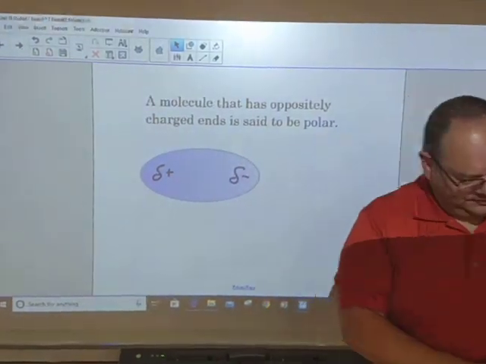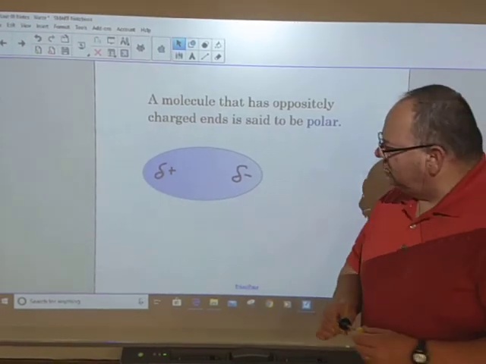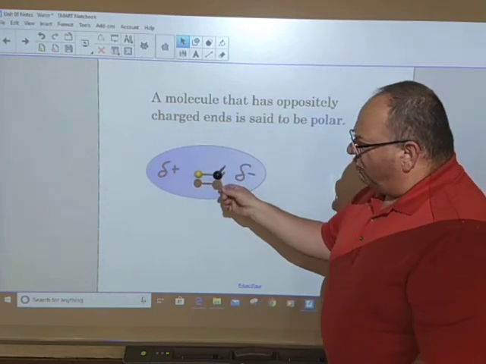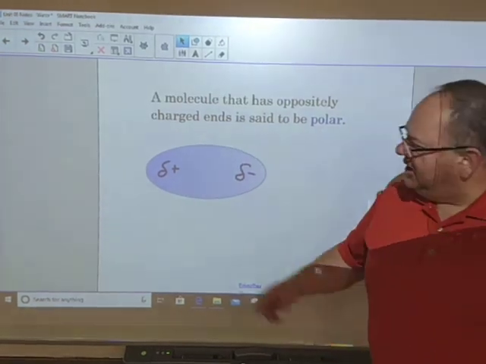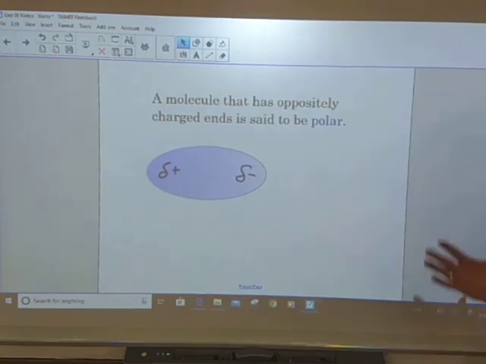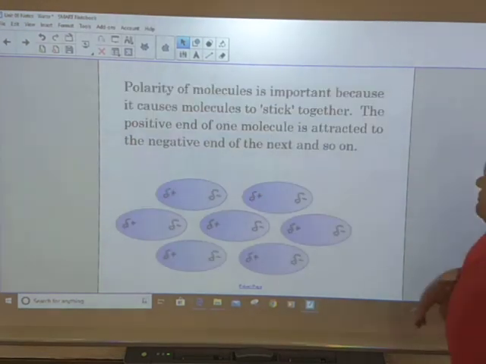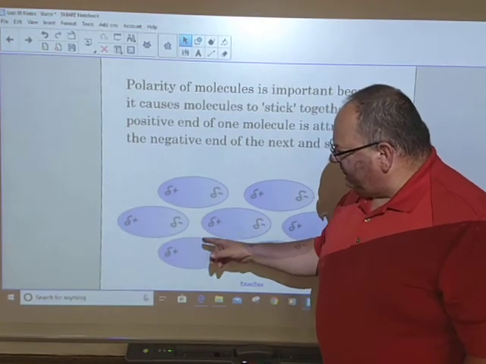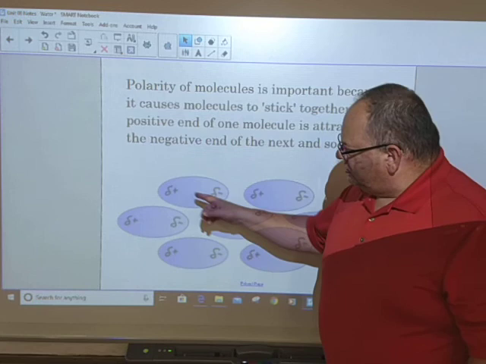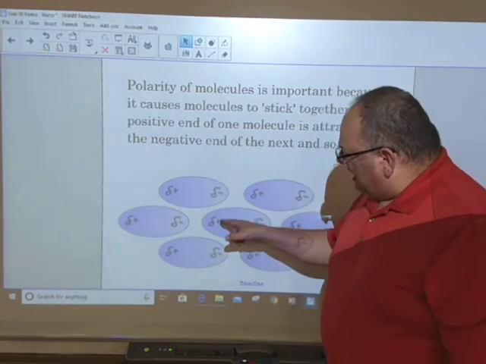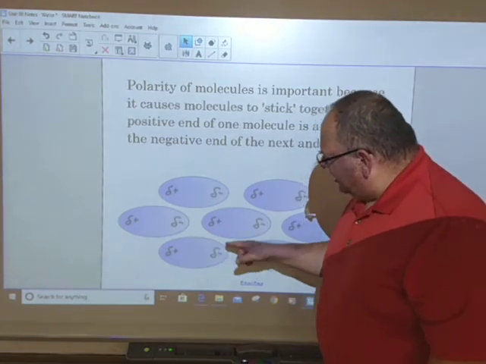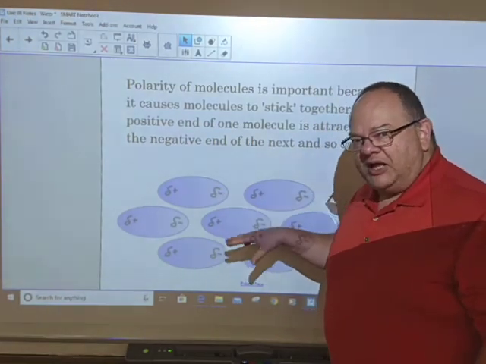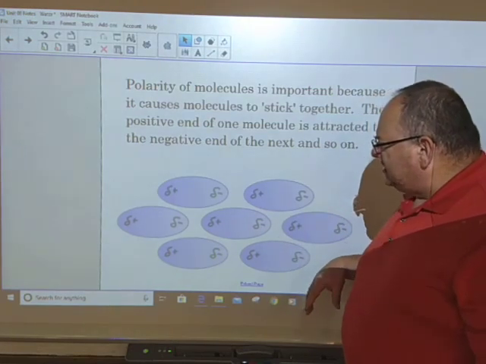Now, let's imagine that this diagram, this oval, is just representing the overall molecule. And it has a positive end and a negative end. So then it's polar. Well, the negative end of one molecule is attracted to the positive ends of the other molecules. So the positives want to get in here. The positive end of a molecule is attracted to the negative ends of other molecules. And so every positive really wants to be surrounded by negatives, and every negative wants to be surrounded by positives.